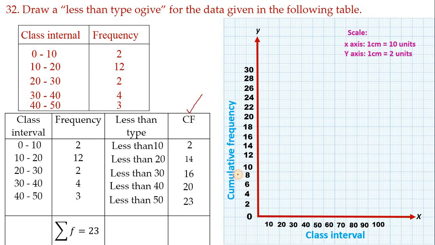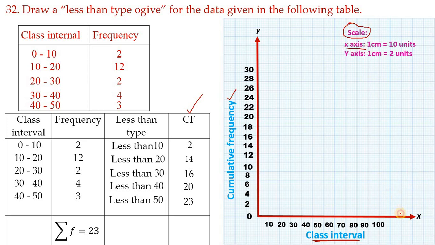Cumulative frequencies, you have to take on the y-axis, children. Here I have written cumulative frequency, and here you have to write class intervals, which means you have to write the less than type here. And now concentrate on how to plot the graph. Before that you must write the scale, children. Writing the scale is very, very important.